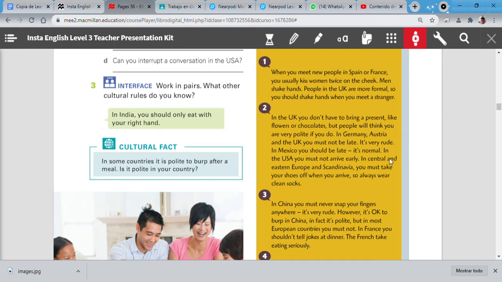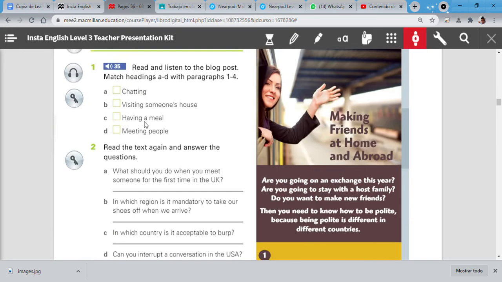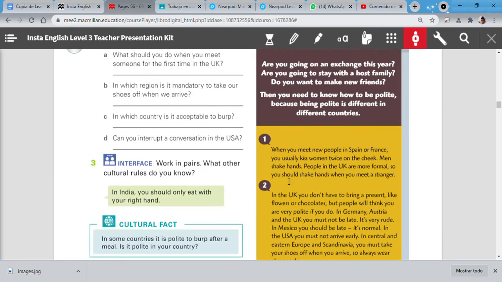In Central and Eastern Europe and Scandinavia, you must take your shoes off when you arrive, so always wear clean shoes. So in this case, for number two, what is the possible heading? Exactly, visiting someone's house. Visiting someone's house is for number two.